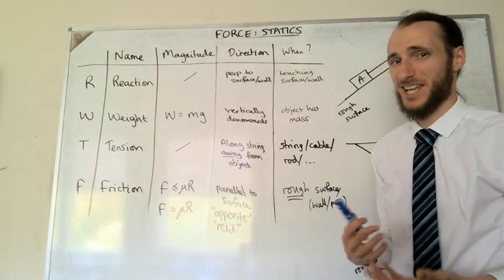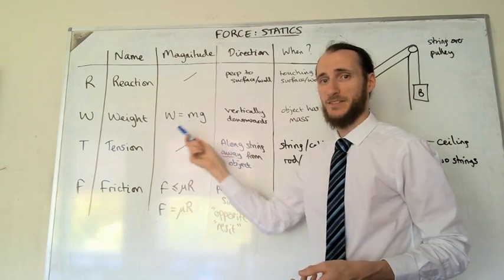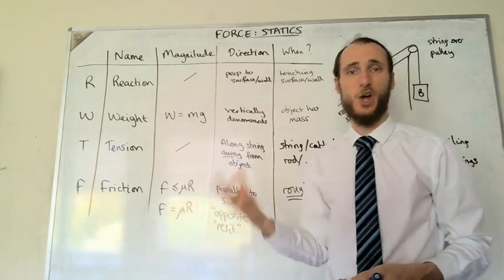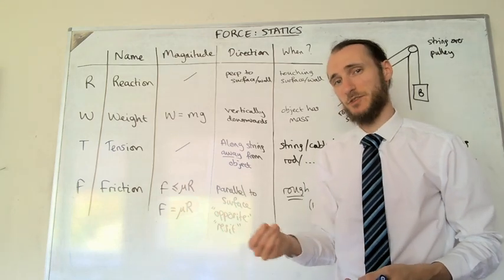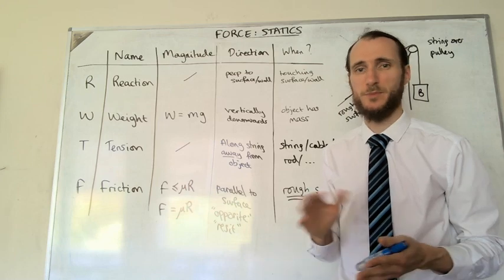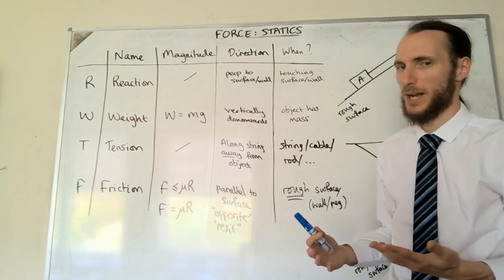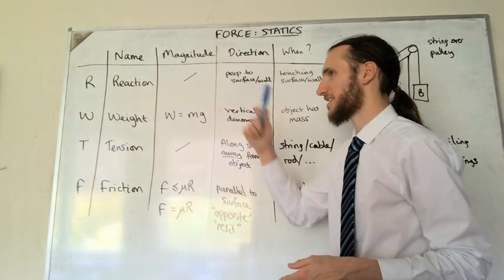Let's do it from easiest to hardest, so we'll start with weight. Weight has a nice little simple formula for how big it is. It's just mass times gravity. Gravity here is the gravitational field strength, and it's approximately 9.8 on the surface of the Earth, pretty much everywhere. They use that in the AQA exam, so 9.8 is the figure you're going to use there. Times by the mass gives you your weight.